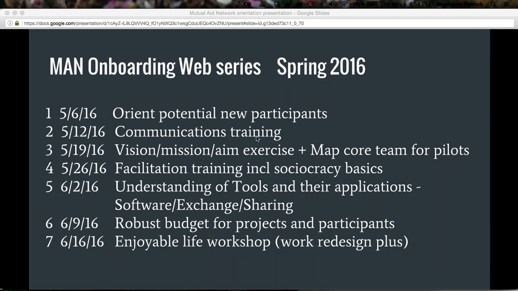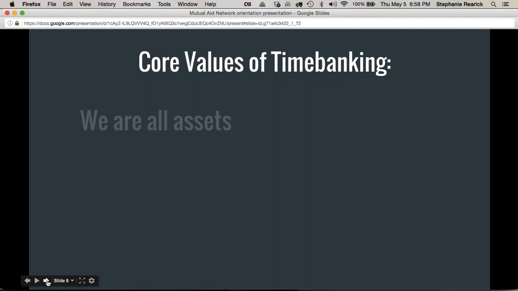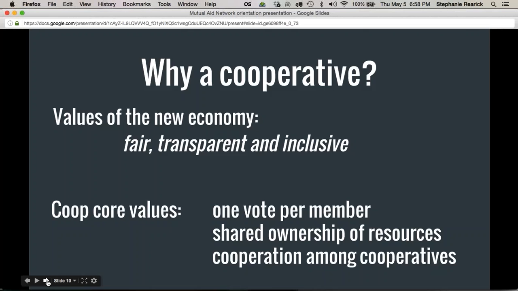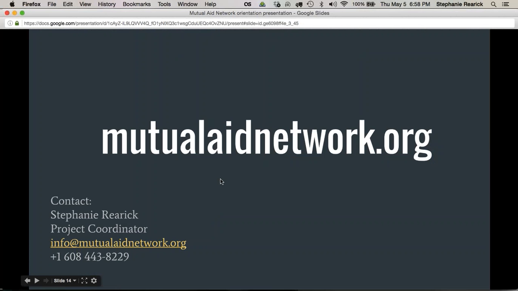And then after that, we'll move into the vision, mission, and aim exercise, and that will be about you and each of your projects and what you want to accomplish and how to evaluate, how to create the picture of vision, mission, and aim in a way that invites people in, but also remains true to your own core values and the core values of what we're working to do.